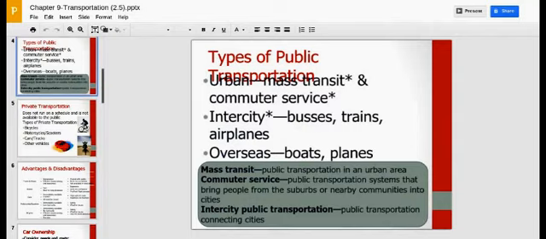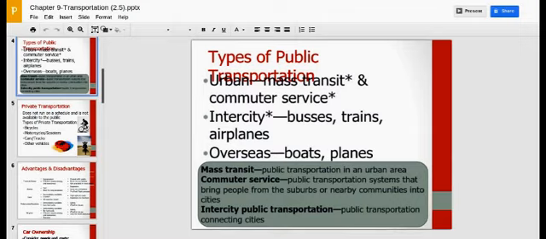First different type is urban. We have our mass transit, and what is mass transit? That is public transportation in an urban area, okay? And that is your rail systems, your buses. You're moving from place to place in a city or an urban area, we should say. So within the urban, we have our mass transit and commuter service. And that is connecting people from suburbs or nearby neighborhoods to urban cities or just urban areas. All right. So the types of public transportation for urban, we have mass transit and commuter service.